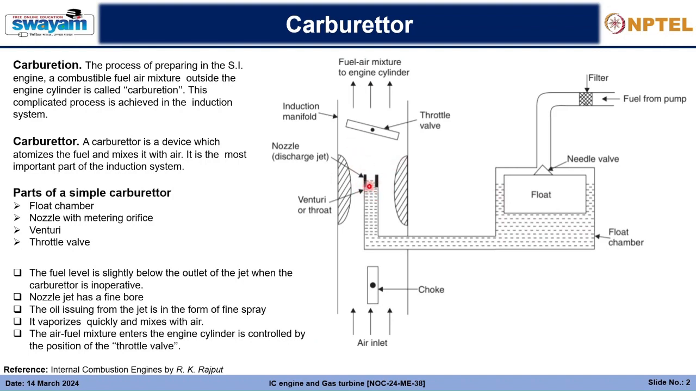So you will see that the fuel is at this height and this is at the height. It will not come up. The nozzle jet has a fine bore, and through the bore the oil oozes out. The oil issuing from the jet is in the form of fine spray, and it vaporizes quickly and mixes with the air. As a result, the air-fuel mixture enters the engine cylinder and is controlled by the position of the throttle valve that we know from here.